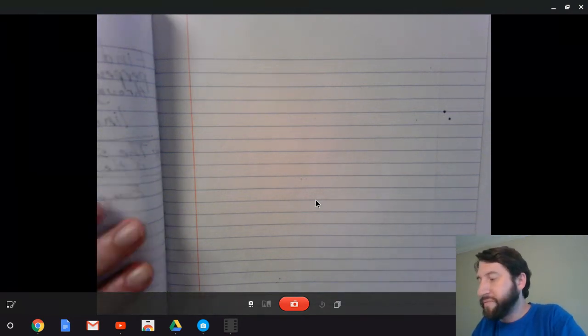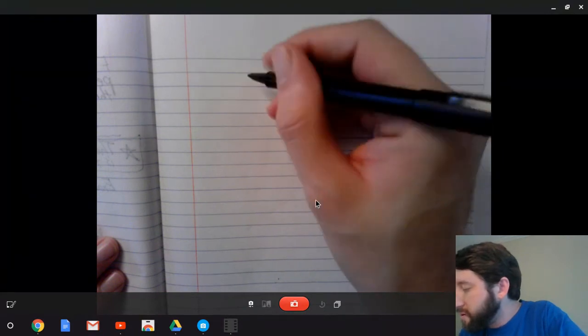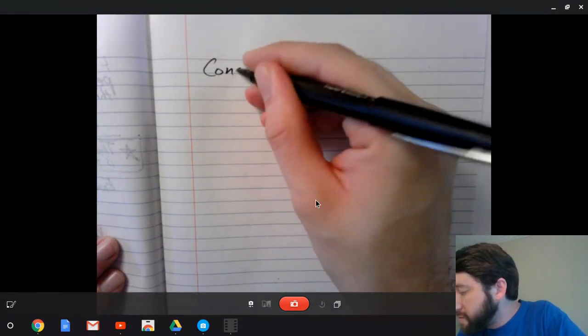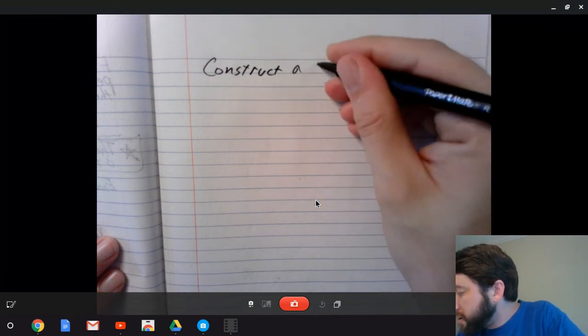So after talking about parallel and perpendicular, now we can have some fun with some more constructions here. So the first thing we talk about is how do you construct a perpendicular line? Let's start with perpendicular line. So construct a perpendicular line.